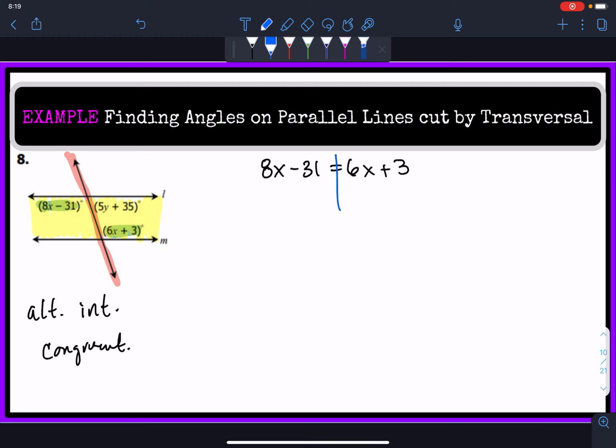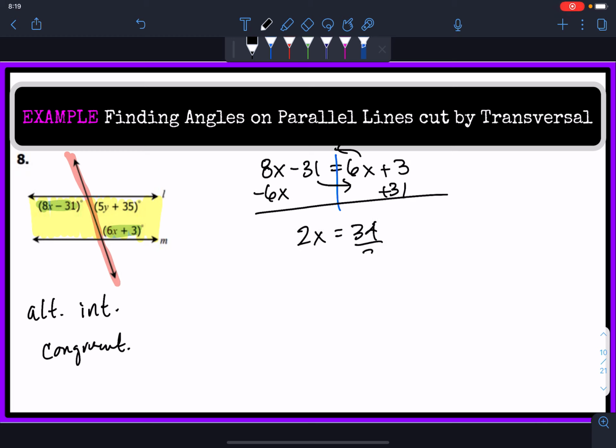So with letters to the left and numbers to the right, we get negative 6x and positive 31. So 2x is equal to 34. And dividing by 2, we get that x is equal to 17.